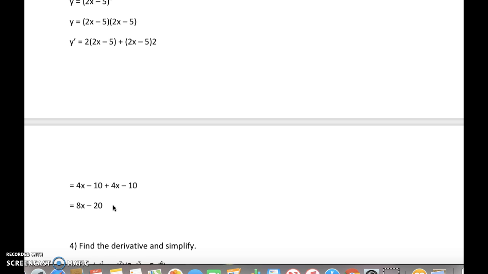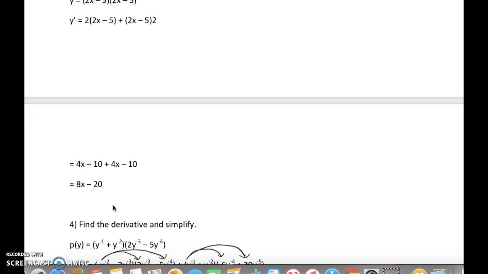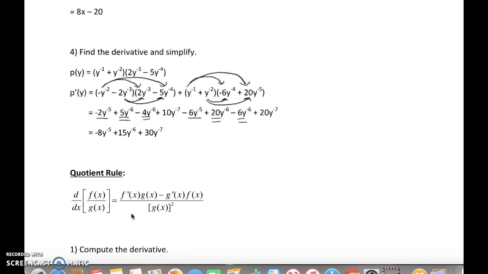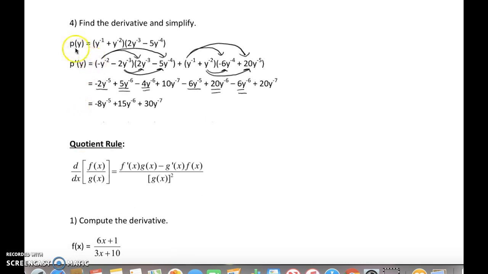Now, is there another way to deal with this when we have repeated binomial functions? Yes, but we're going to talk about that a little bit later. Right, so let's look at example 4. Example 4 is we want to take a rather complicated function. So we have y to the negative 1 plus y to the negative 2, close parentheses, and we're going to multiply that binomial by another binomial, 2y to the negative 3 minus 5y to the negative 4.